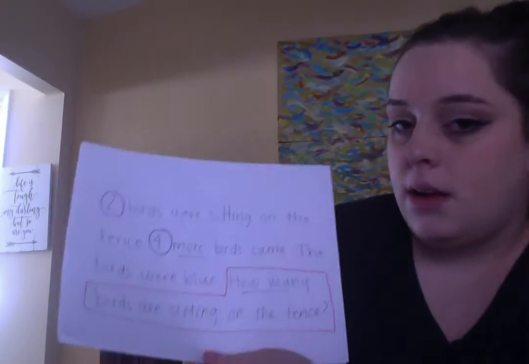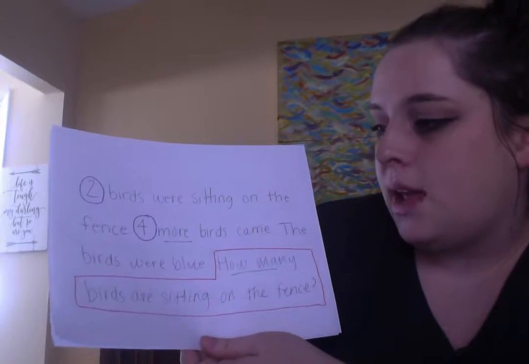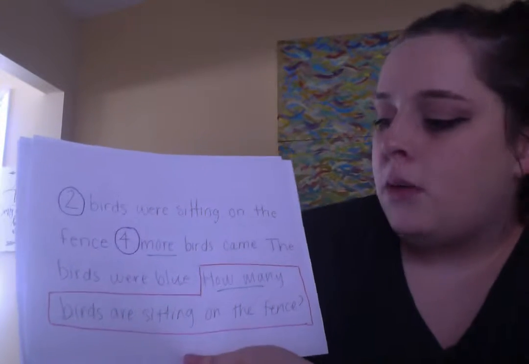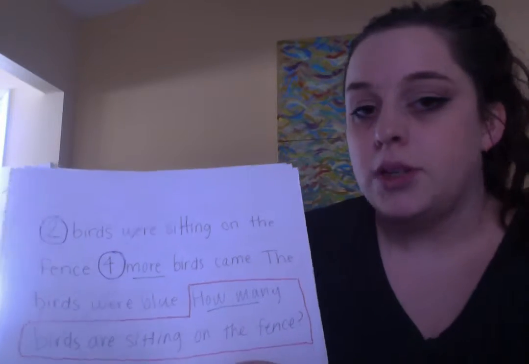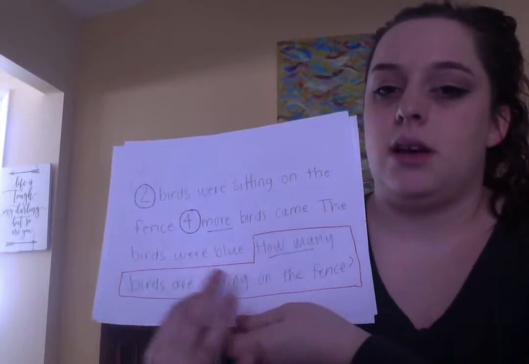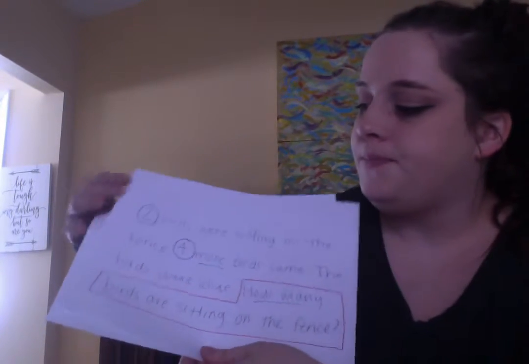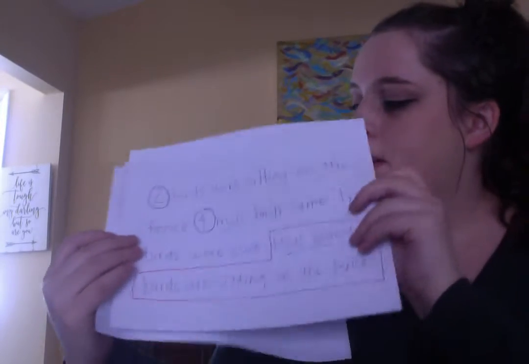2 birds were sitting on the fence. 4 more birds came. The birds were blue. How many birds are sitting on the fence? Our question is, how many birds are sitting on the fence? So we'll box that in red. And then we'll go to our E, eliminate unnecessary information.